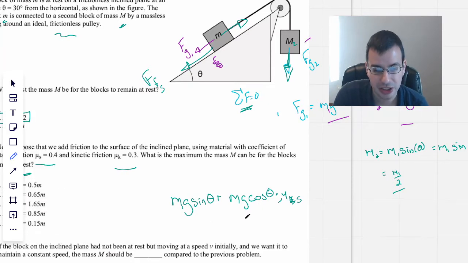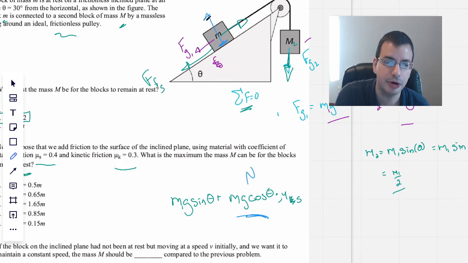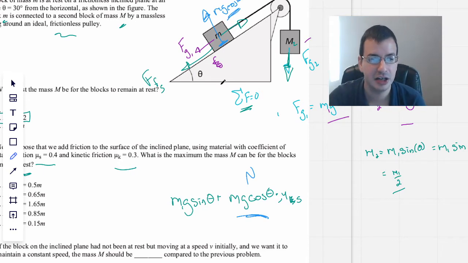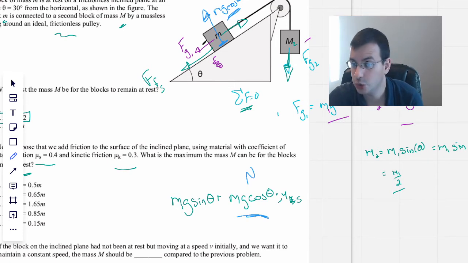So this mg cosine theta, this is the normal force. So we have a normal force like this. This is mg cosine of theta. And the way I remember that is if this is sine theta, then perpendicular to it, it's reasonable to assume that it's going to be cosine theta.